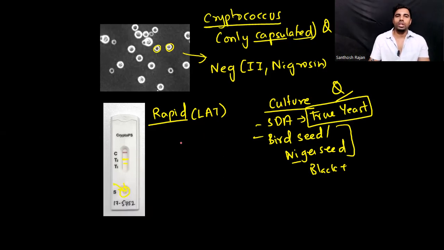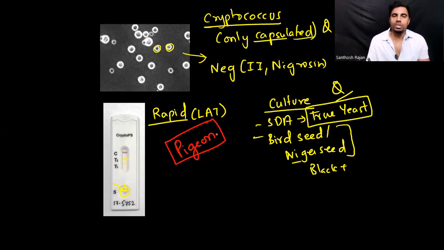In the exam, the clue they'll give you is pigeon. HIV patients, even kids, have to stay away from pigeons, because from pigeon droppings you get Cryptococcus. Remember, okay? When you talk about pigeon, it is for Cryptococcus.